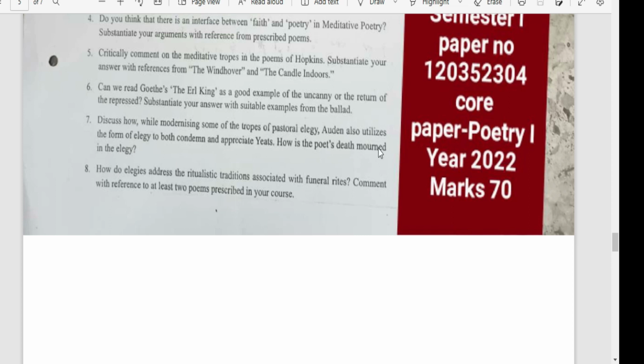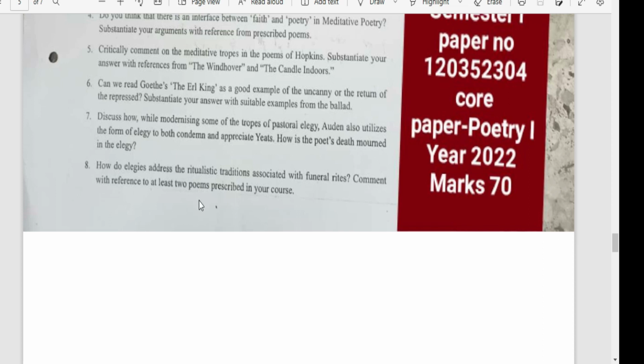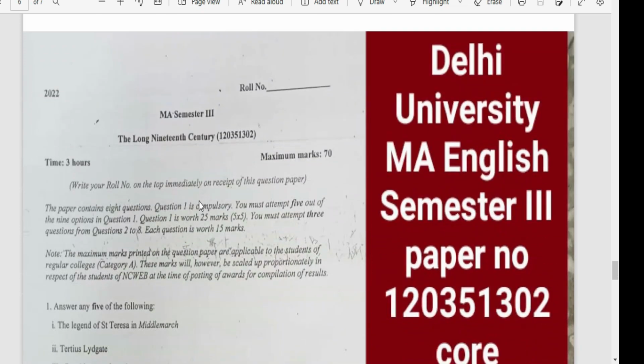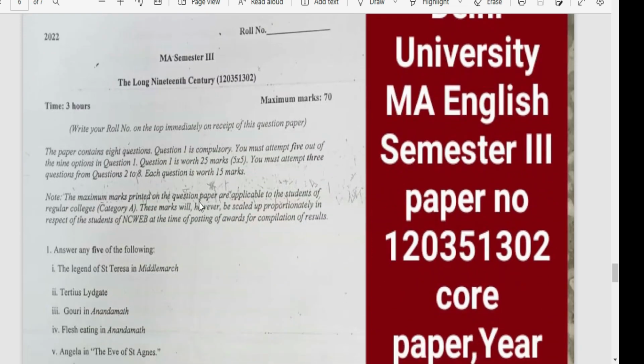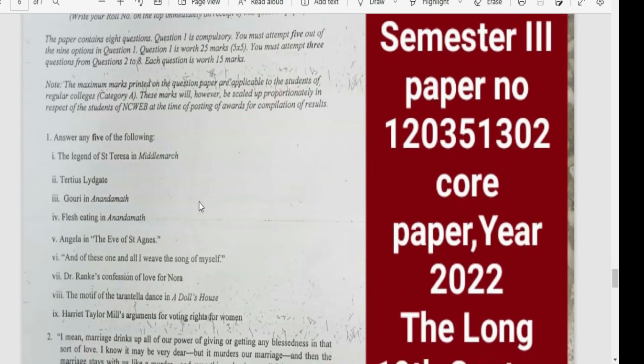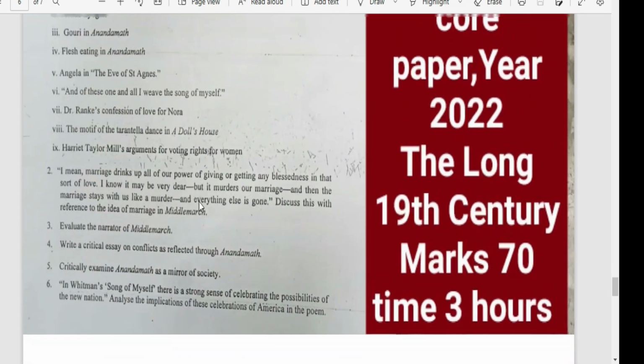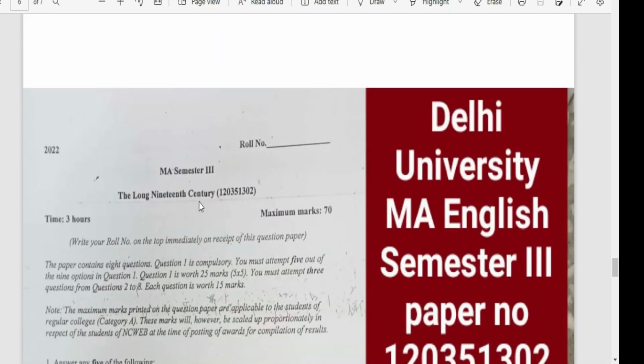Discuss how, while modernizing some of the tropes of pastoral elegy, Auden also utilized the form of elegy to both condemn and appreciate deeds. How is the poet's death mourned in the elegy? How do elegies address the ritualistic tradition associated with funeral rites? Comment with reference to at least 2 poems prescribed in your syllabus.